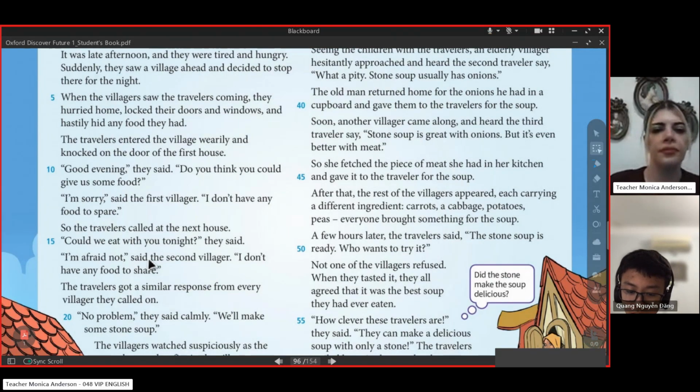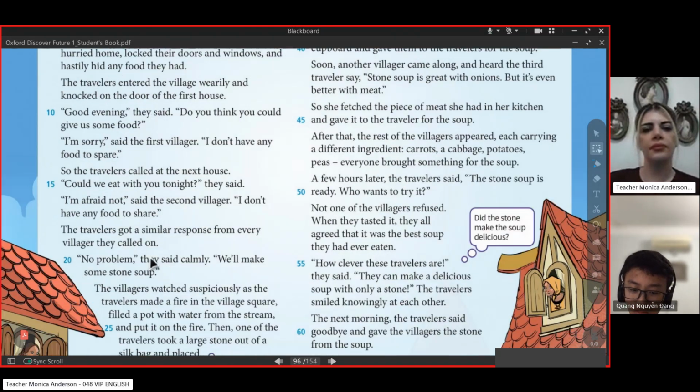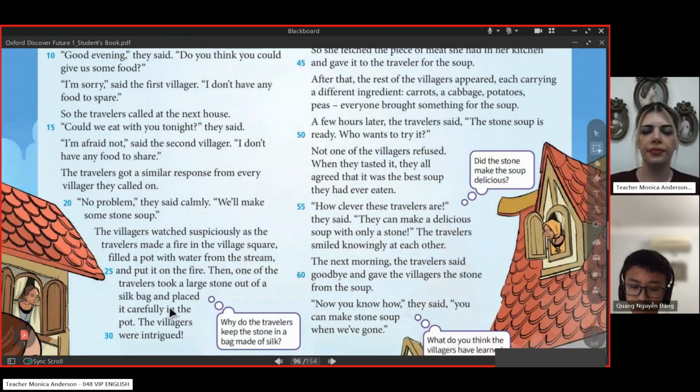"No problem," they said calmly. "We'll make some stone soup." The villagers watched suspiciously as the travelers made a fire in the village square, filled a pot with water from the stream, and put it on the fire. Then, one of the travelers took a large stone out of a silk bag and placed it carefully in the pot. The villagers were intrigued.